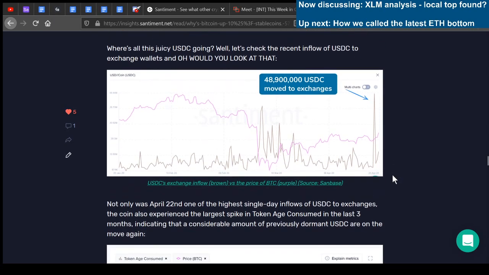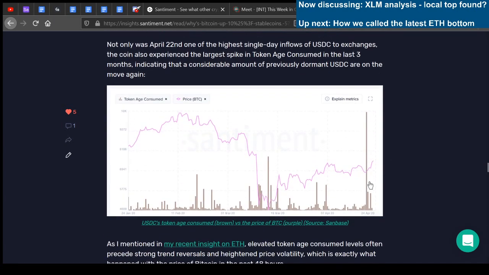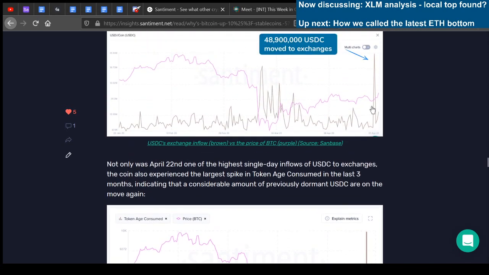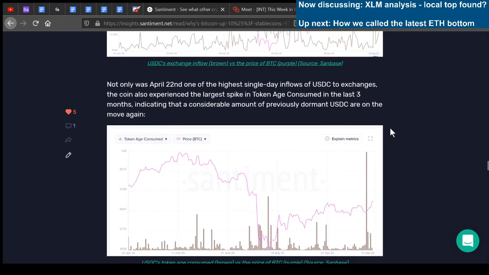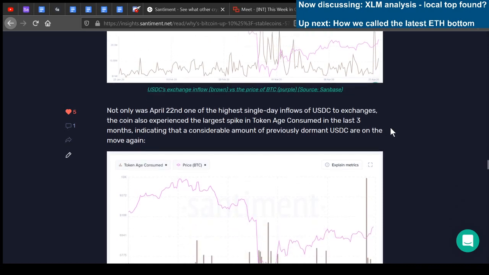I think all things point to a buying frenzy, so to speak. And there was also a huge spike in USDC token age consumed at the same time, meaning that some long-term stablecoin holders, people that have not really touched their stablecoins for quite a while, have started moving their coins at the same time. And if you correlate it with the spike in the exchange inflow of USDC, you can figure out that a lot of this might be long-term stablecoin holders starting to move their coins to exchanges, and probably in order to buy Bitcoin and or altcoins.